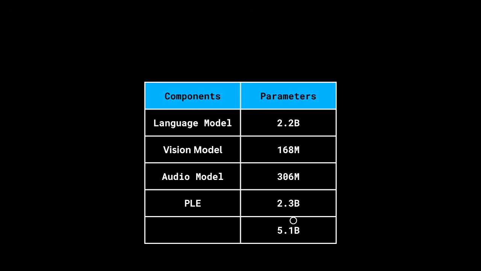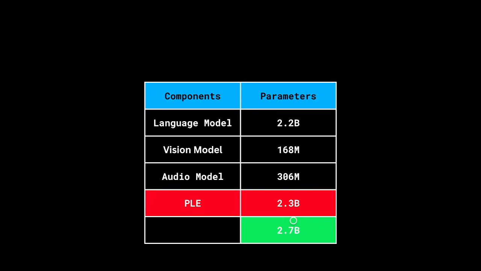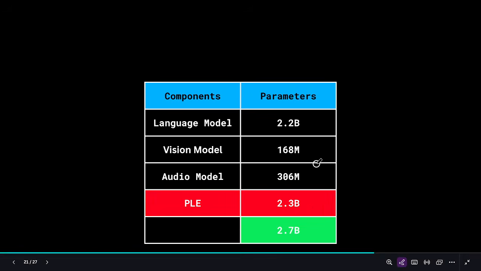But Google is basically saying that no, it's actually not a 5.1 billion parameter model. Why? Because this per layer embedding is not stored in the VRAM or in RAM. Rather, it's stored in flash memory, in SSD. So you're never working with all of this embedding at the same time. So effectively, that's where the E comes from. It's a 2.7 billion parameter model.